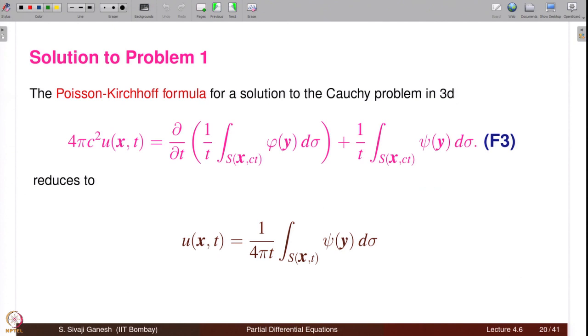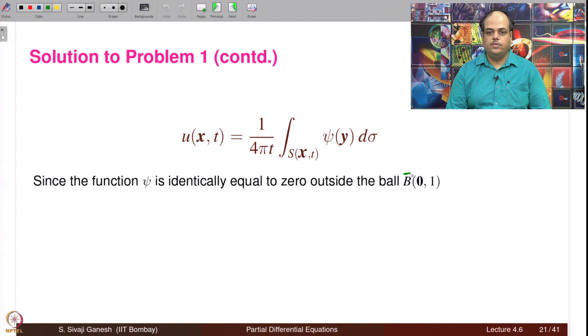So, since phi is 0, the first term drops out, what you have is only this, so therefore it is this. So, we need to compute what this integral is for the given psi. Since the function psi is identically equal to 0 outside this ball or the closure of the ball, the integral reduces to the integral on S(x,t) intersection B(0,1).